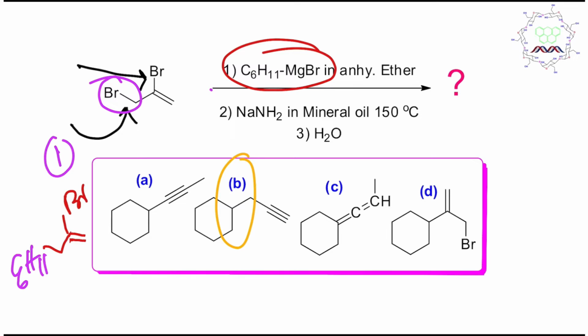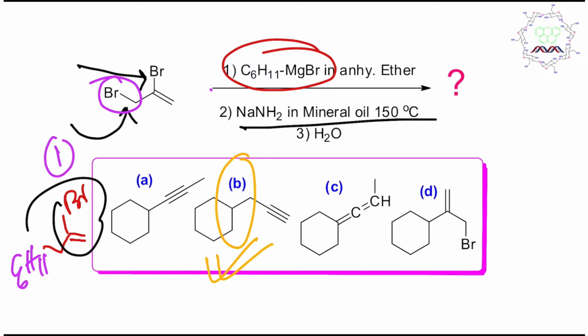So write this, and if you write this, with the second sodamide on the vinyl bromide, the terminal alkyne will be the product undoubtedly. So in this case what is the product? Obviously a terminal alkyne. Only one option about terminal alkyne is given, that is option B. So this option B is the right answer.